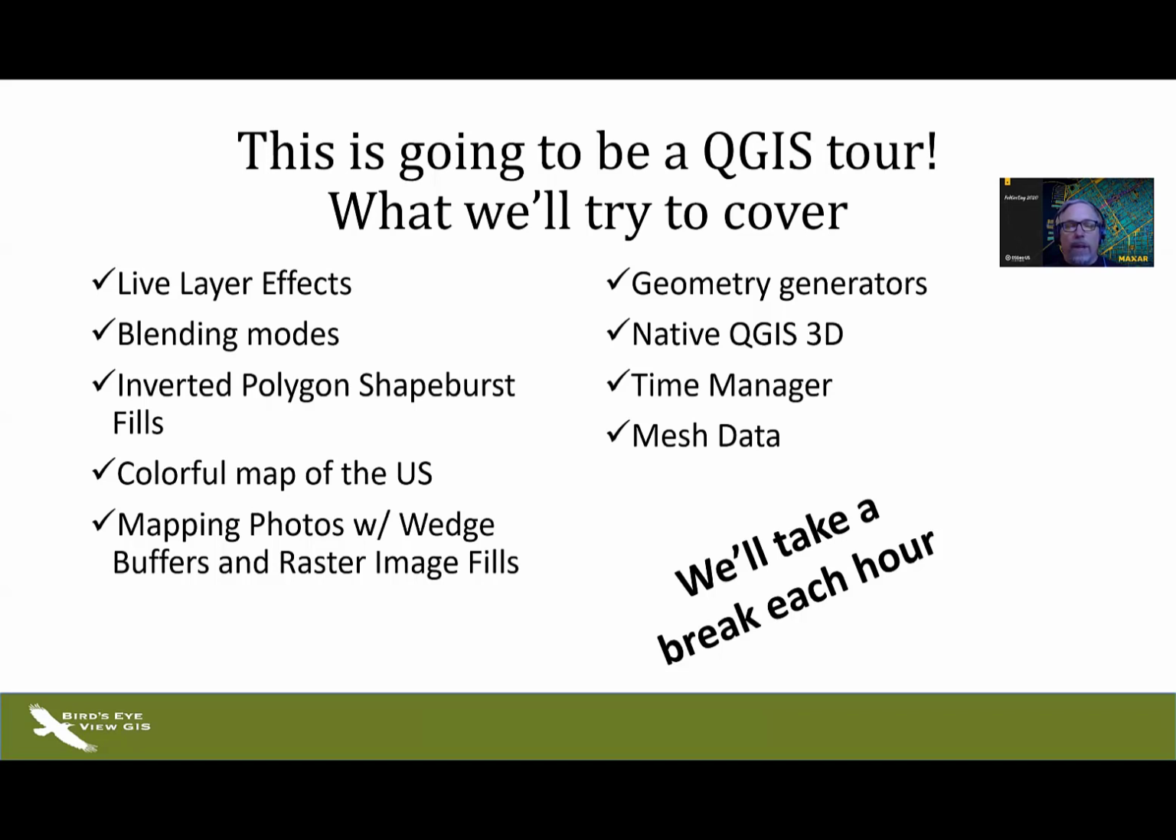We'll then work with some of the renderers in QGIS, like inverted polygon shapeburst fills. We'll look at expression-based styling and making a colorful map of the US. We'll build on that to visualize photo points with wedge buffers and raster image fills. And that will segue into a section on geometry generators. And then we'll finish up the afternoon looking at native QGIS 3D environment, the time manager plugin, and mesh data.